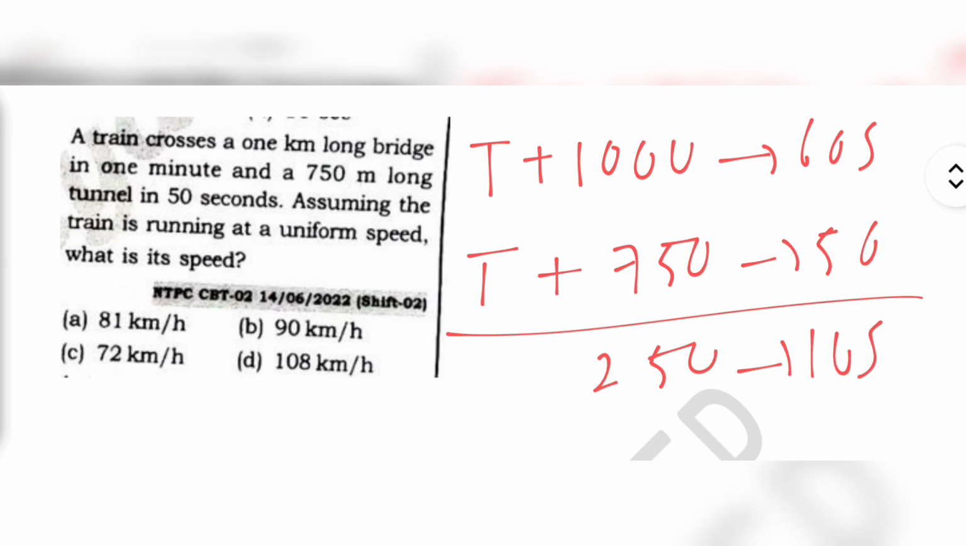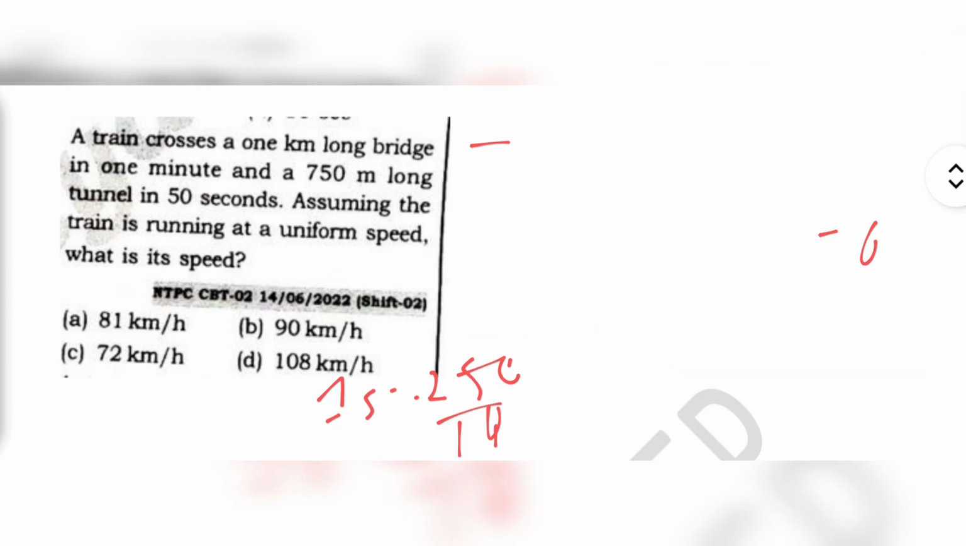So this is meters per second. Okay, meters per second. So in 1 second, it travels 250 upon 10, that is 25 meters per second. Okay, this is 25 meters per second.